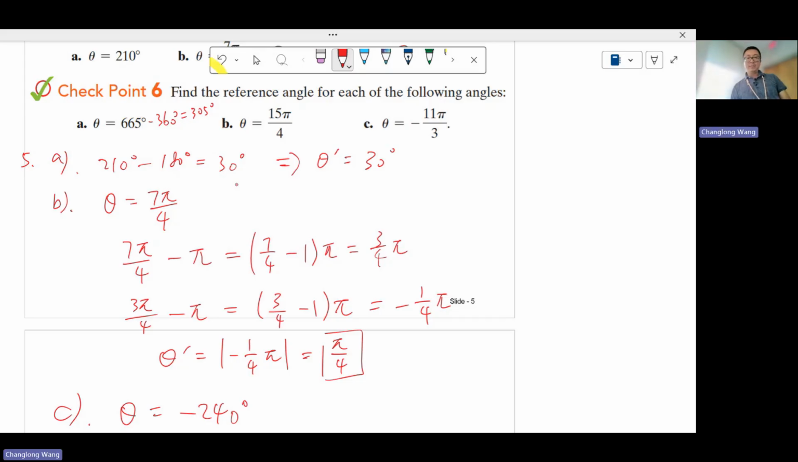Now, letter C, I want you guys to try it. I think that letter C is even harder. Let's do the letter C. It's negative and it's big. It's a super negative angle.